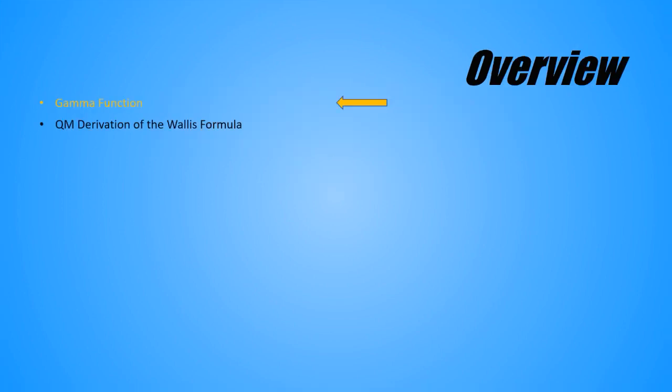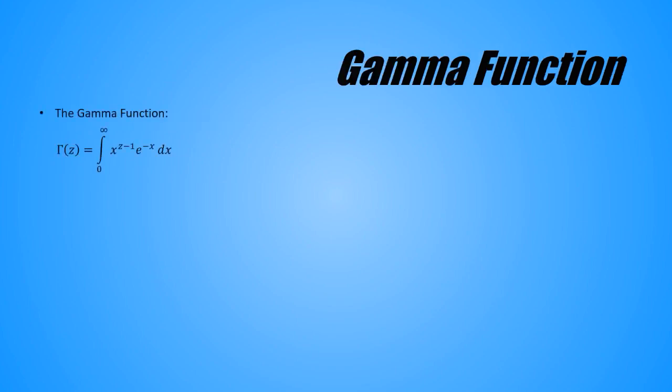Before I get to the derivation, I need to go over some background information on a special function in mathematics called the gamma function. It requires an understanding of improper integrals, such as will be covered in Calculus 2. So here it is. The gamma function, gamma of z, equals the integral from 0 to infinity of x to the z minus 1 e to the negative x dx. So this is an improper integral because its upper limit is infinity.